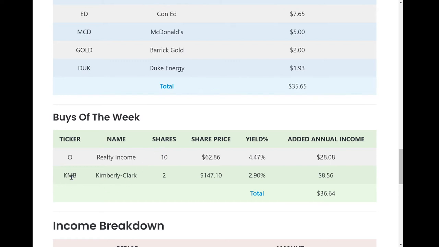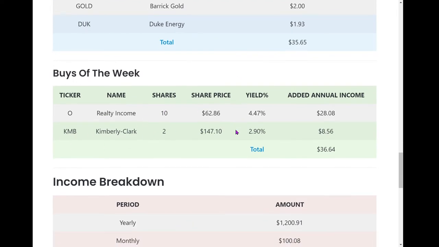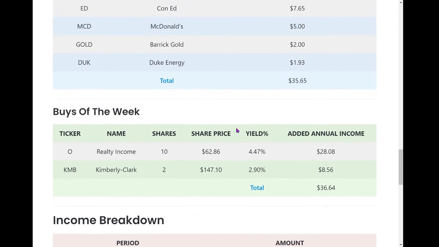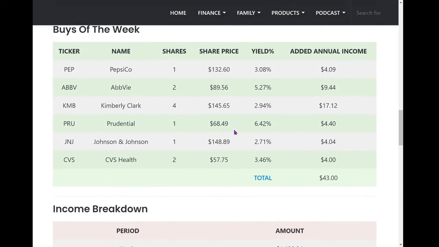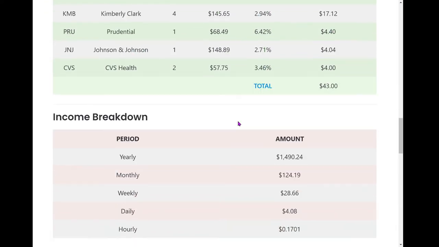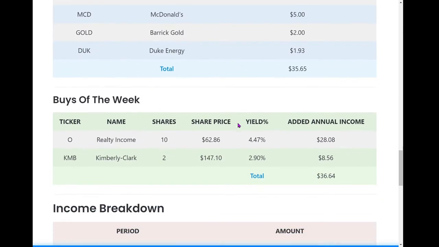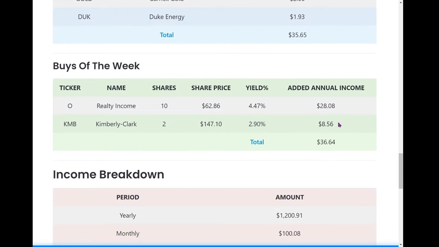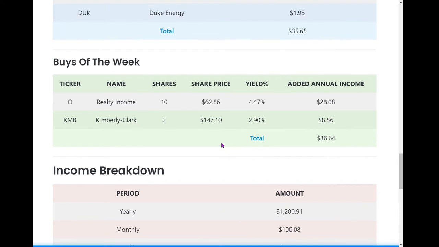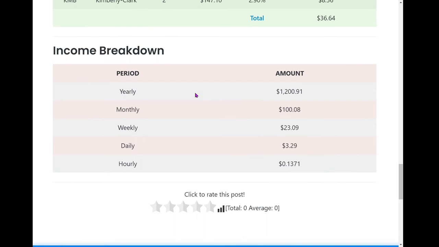And then again, Kimberly Clark, $147.10. Those two shares. Now, I did buy those at $145, so the average, you can see, is a little bit different, but it's okay. I buy, I'm holding, I'm collecting the annual income on those, $8.56, $36.64 of added income. And then the income breakdown, $1,200 a year in the IRA.